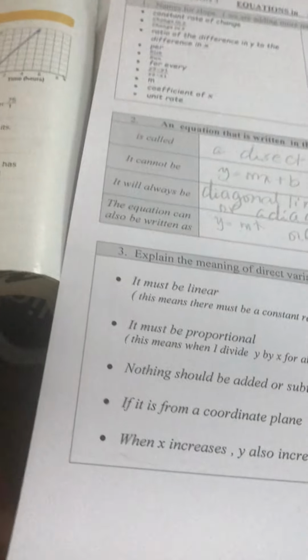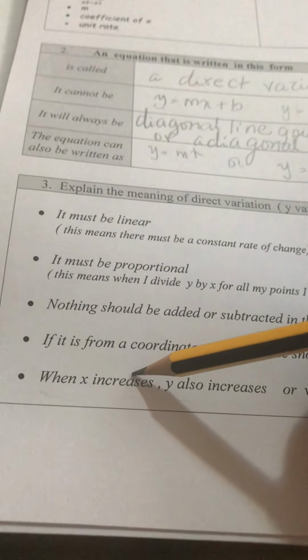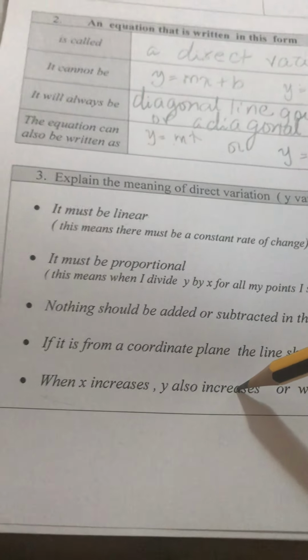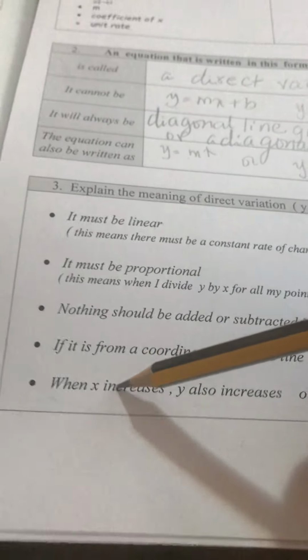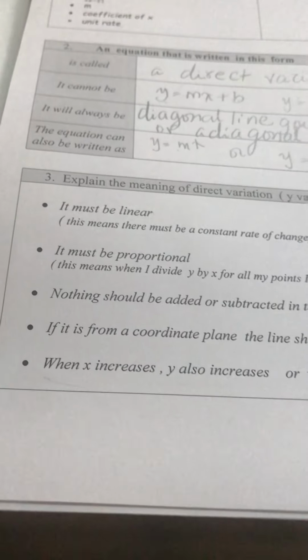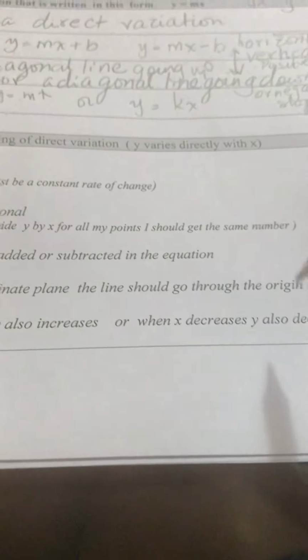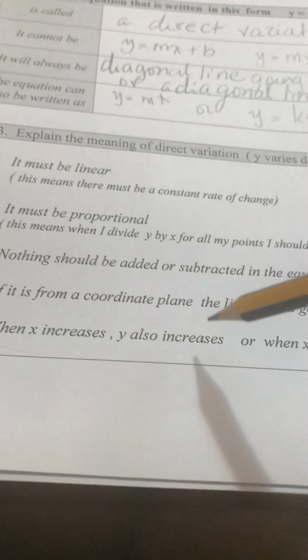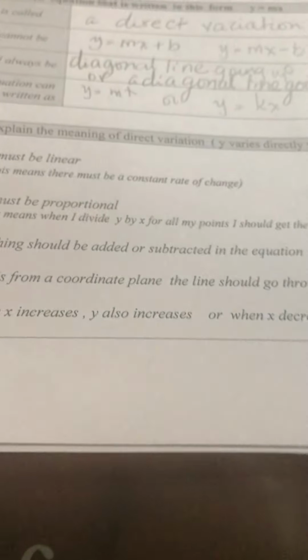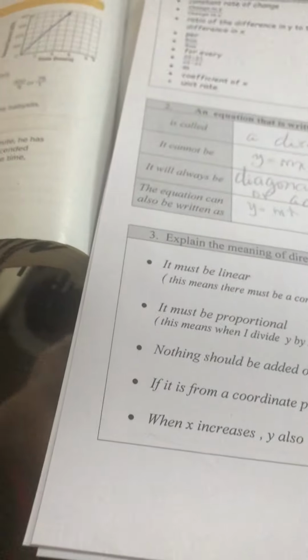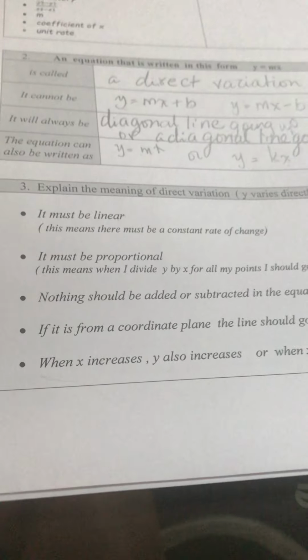So, one cannot increase and the other one decrease. No. Both of them, x should be increasing, y should be increasing. If x is decreasing, y should also decrease. You can't have increase and decrease and then decrease and increase. No, they have to be the same. They have to do the same thing. So we said it must be linear. It must be a straight line.